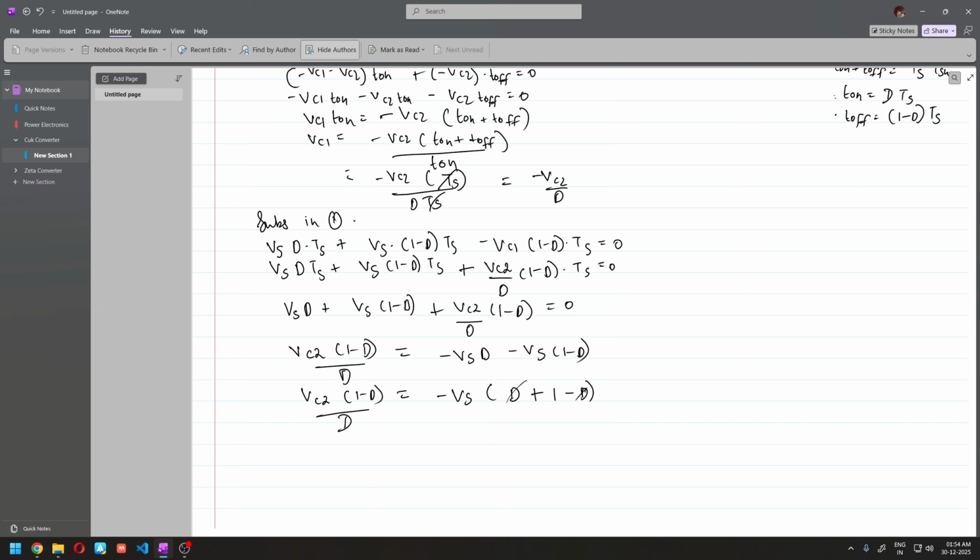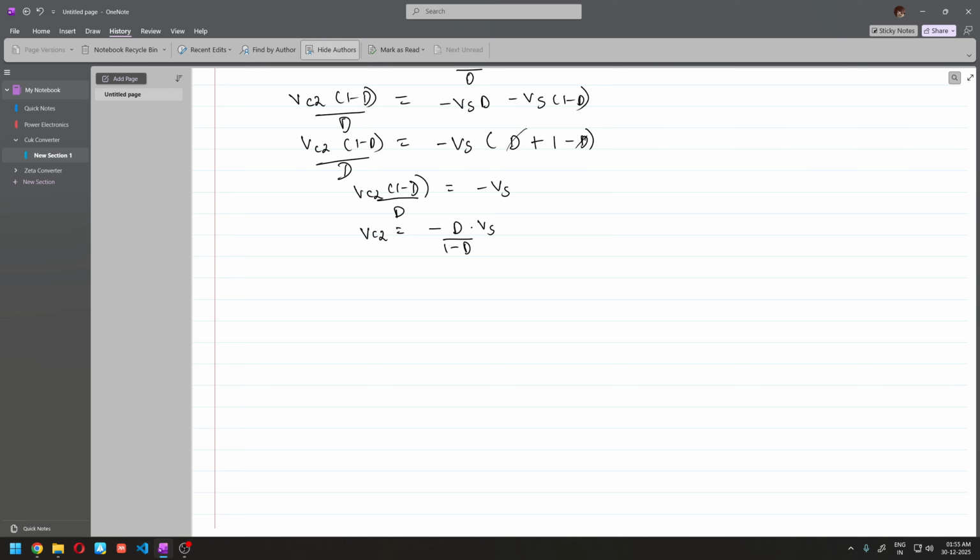So the D is going to get cut. And you're just going to have Vc2 into 1 minus D by D is equal to minus Vs, and that's just multiplied by 1, so as it is. So now if we write Vc2 is equal to, shifting this to the other side, minus D into Vs by this thing comes down D. And as I said, Vc2 is basically the voltage across the output. So you can just write Vc2 equal to V0, and yeah, that is your duty cycle equation, or the transfer function of the output and the input.